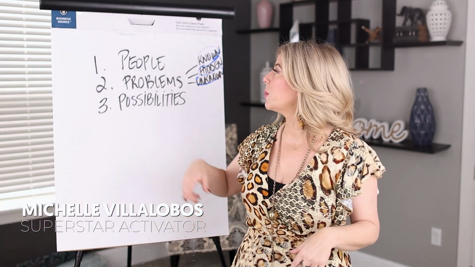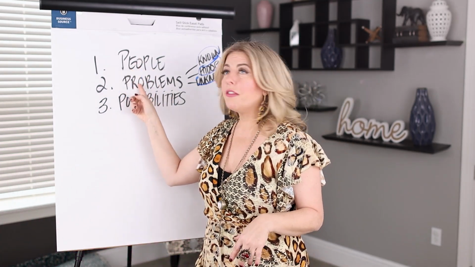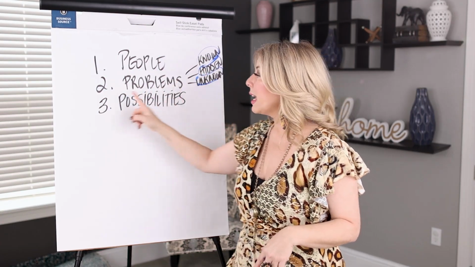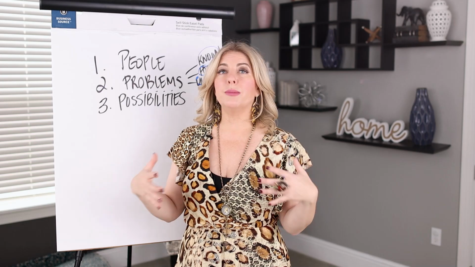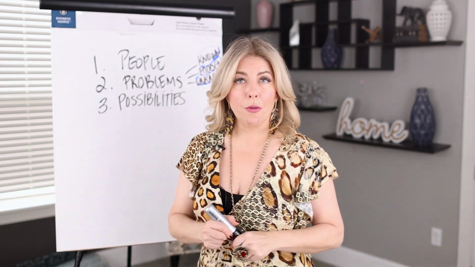Quick recap of what we covered in number 1: we talked about knowing who the audience is, identifying their problems, the known problems, the hidden problems, the unknown problems, and also identifying the possibilities beyond those problems. So let's jump right back in to number 4.